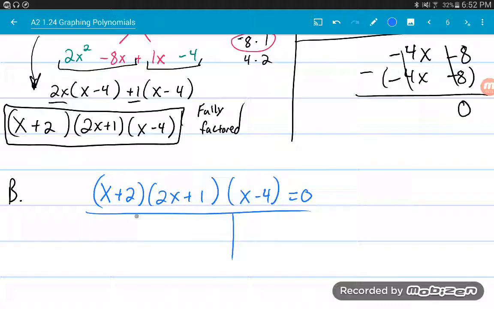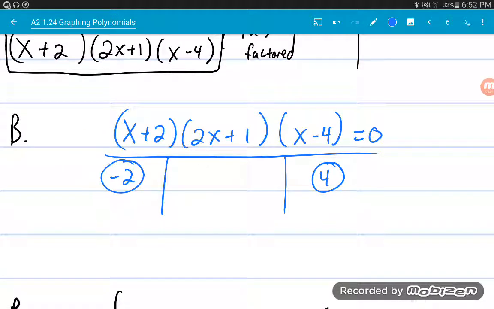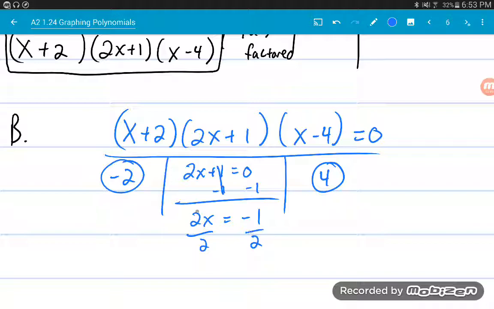We're going to give ourselves a nice t-chart. This is going to be negative 2. This is going to be 4. The middle one I'll actually solve. It's going to be 2x + 1 = 0, minus 1 on both sides. 2x is equal to negative 1. Divide by 2 on both sides. X is by itself now, and it turns out that x is equal to negative 1/2, which is negative 0.5.